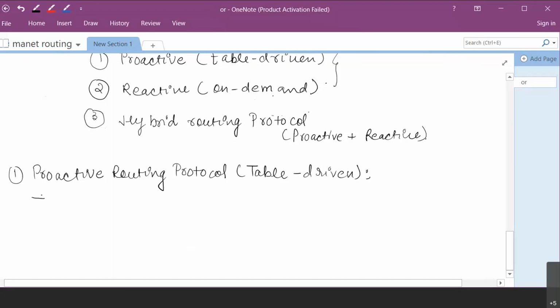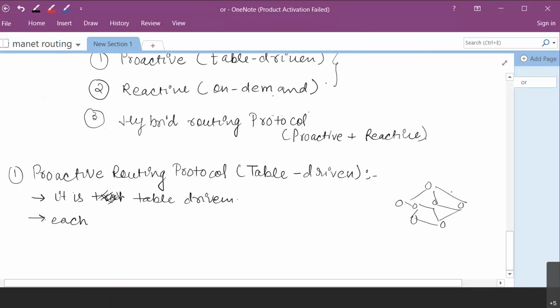The first point under the proactive routing protocol is that it is table driven, meaning you have to maintain the table. The second point is each node should maintain the table that contains routes to all nodes, meaning all of the nodes involved in the managed environment have to maintain the routing table, just like the DVR protocol.